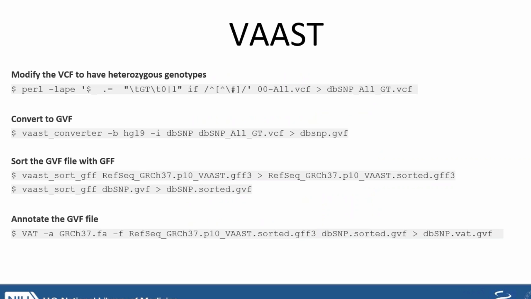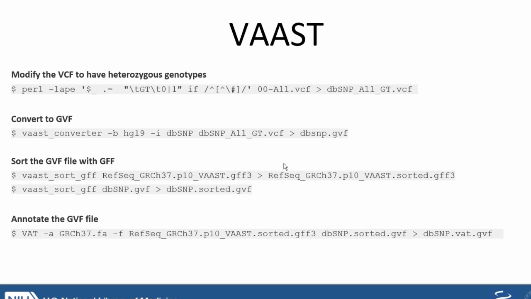So once you've done that, you'll make a new dbSNP VCF from that. And then you'll want to convert it to GVF, because that is what VAAST takes for the annotation step. So you'll run the VAAST converter, make sure you put the build in. Also, side note, we're using a dbSNP file that is mapped to GRCh37 or HG19. That's why the reference for this is different. Then you'll run that, and you'll get a GVF file.